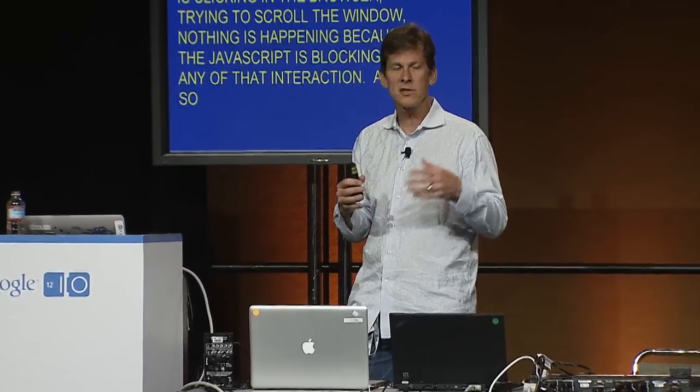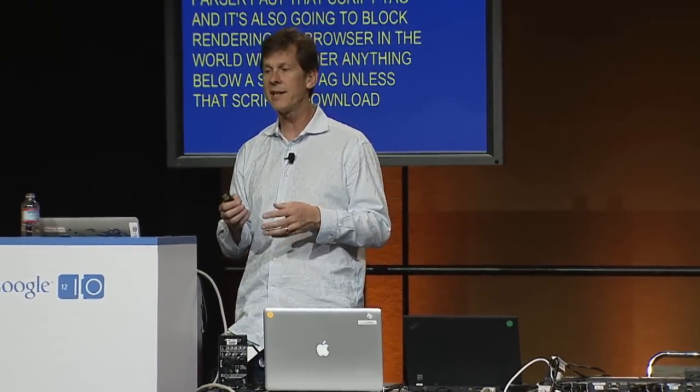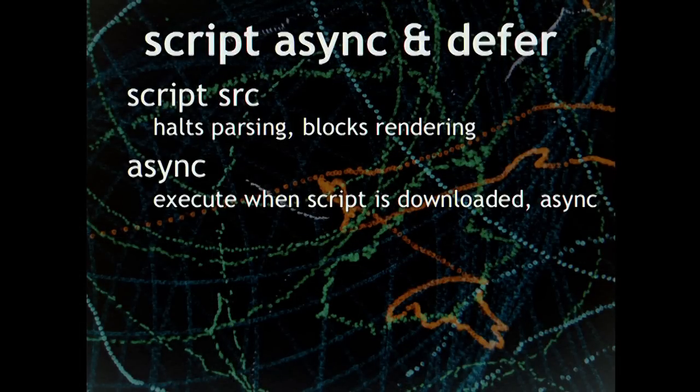And so that also happens when the script is being downloaded. So if you have a 500K JavaScript payload and the user has a slow connection, again, it can take seconds for that to download. And while that's downloading, the UI could be blocked unless you can do your script loading asynchronously. So if you just do script src equals main.js, it's going to stop the HTML parser from parsing past that script tag. And it's also going to block rendering. No browser in the world will render anything below a script tag until that script is downloaded and parsed and executed. But you can use the async attribute, which tells the browser to start the download, but go ahead and continue parsing the HTML and rendering the DOM elements in the page.